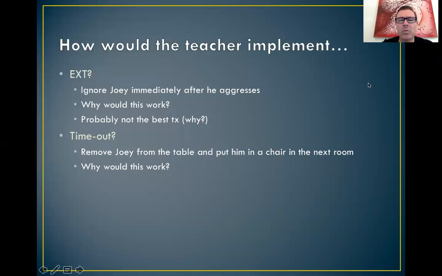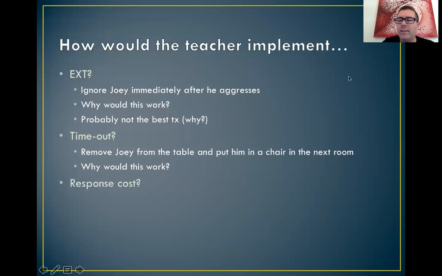All right, so why would it work? Again, because you had a negative punishment procedure, right? So you have the reinforcing environment. Remember, we said that he liked the crafts, he liked the attention from the peers, he liked the toys that he was playing with. Well, now he's not going to get any attention from the peers, he's not going to get any of the toys.